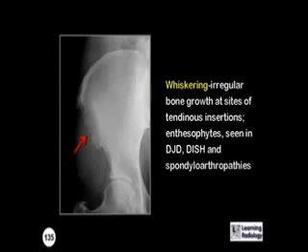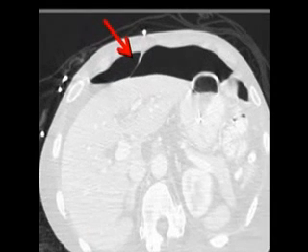This is whiskering, the irregular bone growth at the sites of tendinous insertions, enthesophytes, seen in diseases such as degenerative arthritis, diffuse idiopathic skeletal hyperostosis, and the spondyloarthropathies. What is the name of this sign?